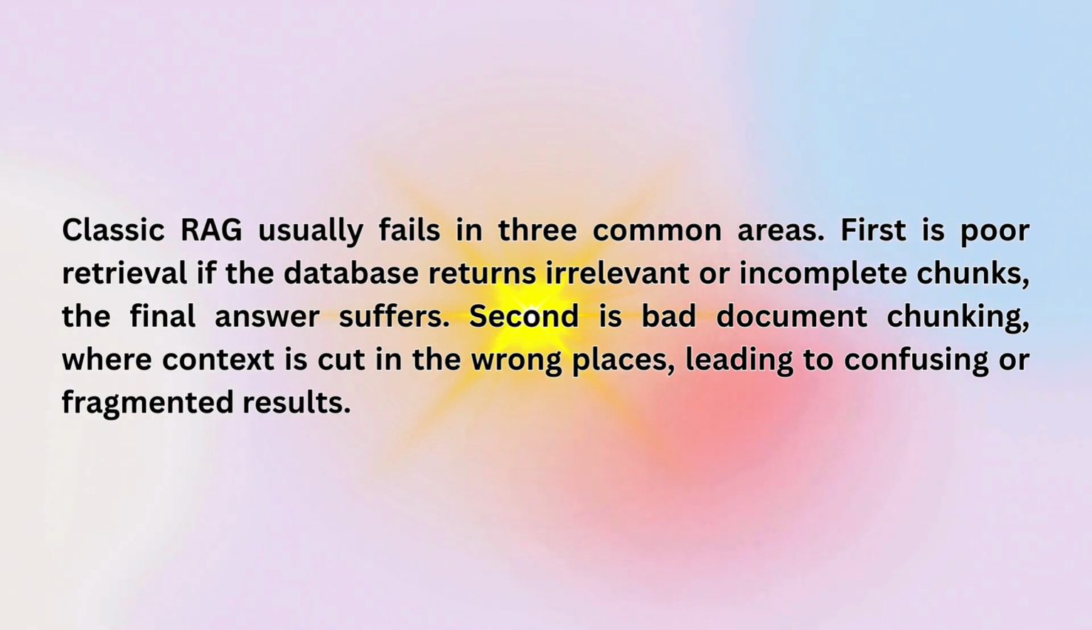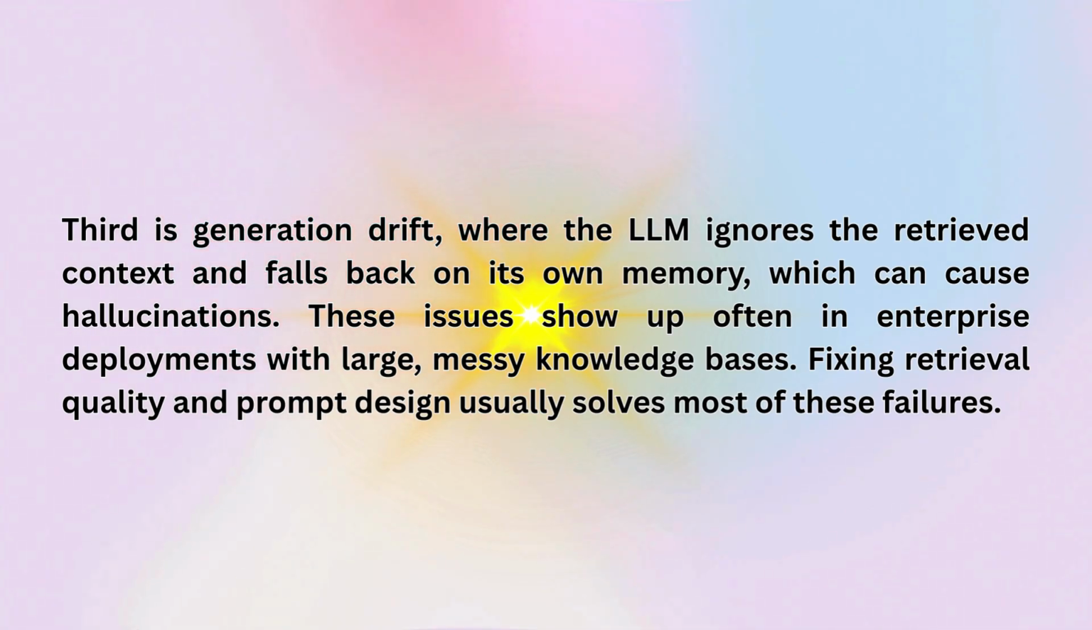First is poor retrieval. If the database returns irrelevant or incomplete chunks, the final answer suffers. Second is bad document chunking, where context is cut in the wrong places, leading to confusing or fragmented results. Third is generation drift, where the LLM ignores the retrieved context and falls back on its own memory, which can cause hallucinations. These issues show up often in enterprise deployments with large, messy knowledge bases. Fixing retrieval quality and prompt design usually solves most of these failures.